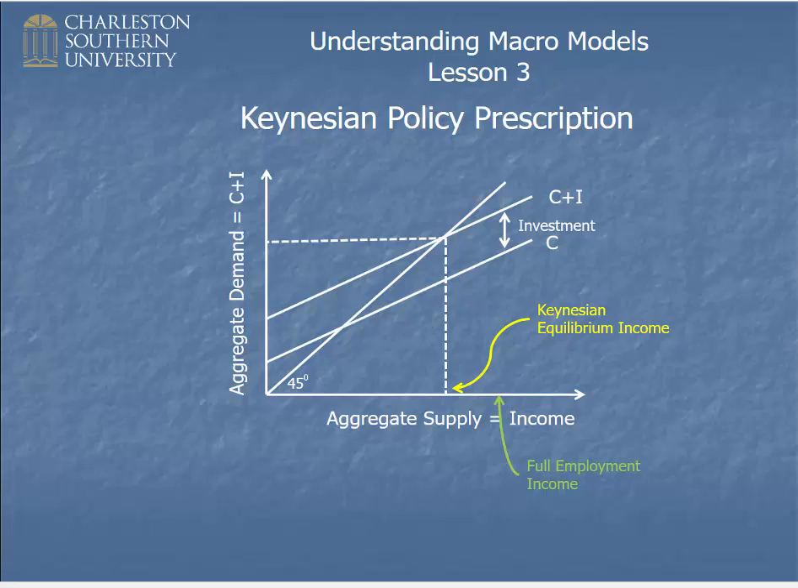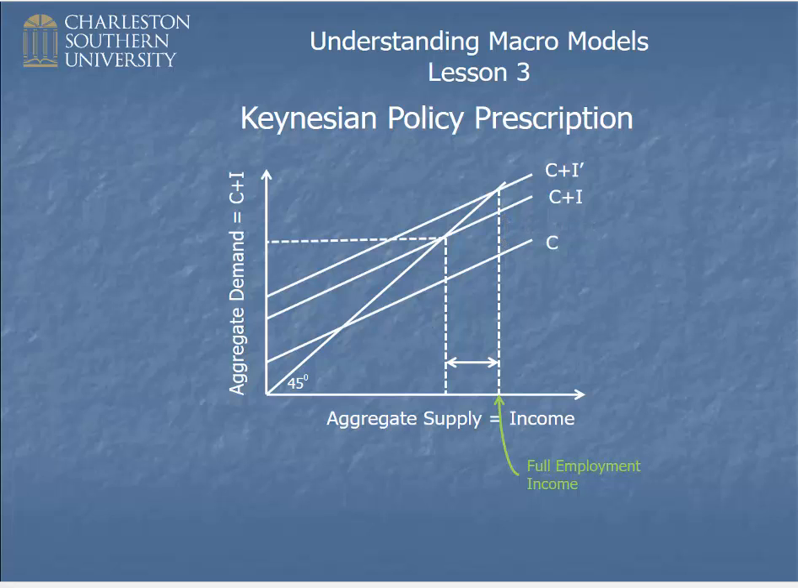And the action he wants to take is he wants to stimulate aggregate demand. That is, he wants to take this aggregate demand function and somehow push it up. So he wants to get the C plus I function to lay on the 45-degree line up here, right above full employment income. So he stimulates aggregate demand and forces the equilibrium of aggregate demand and aggregate supply to move from here over to here, so that equilibrium lays directly on top of full employment income.